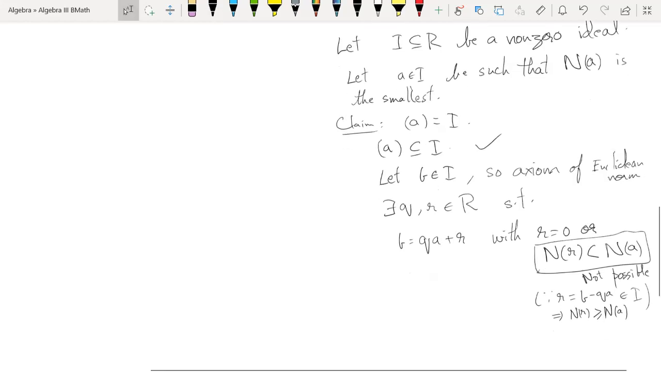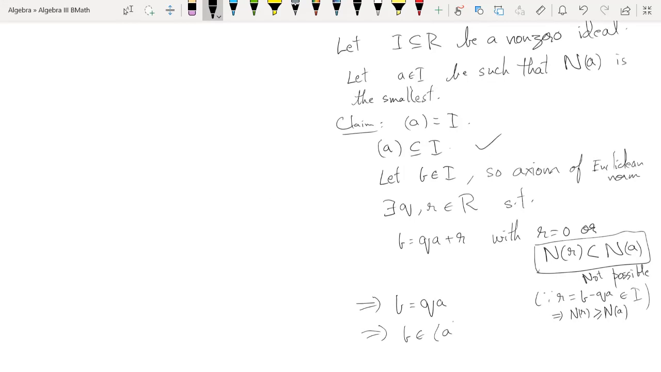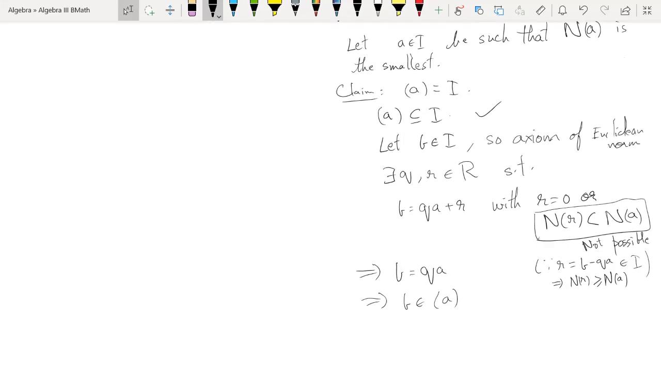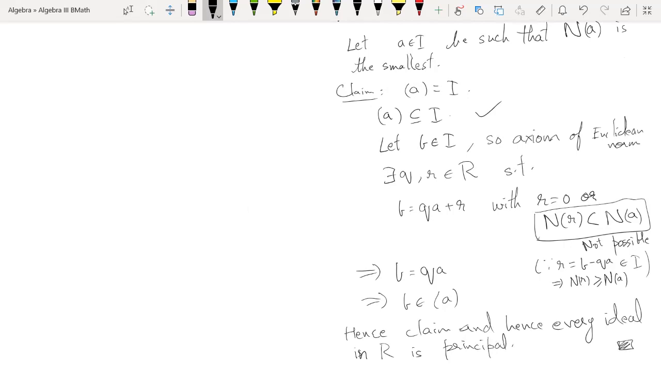So the only possibility is R is zero, which implies B is equal to QA, so B belongs to the ideal generated by A. Hence the claim, and hence every ideal in R is principal. That completes the proof.